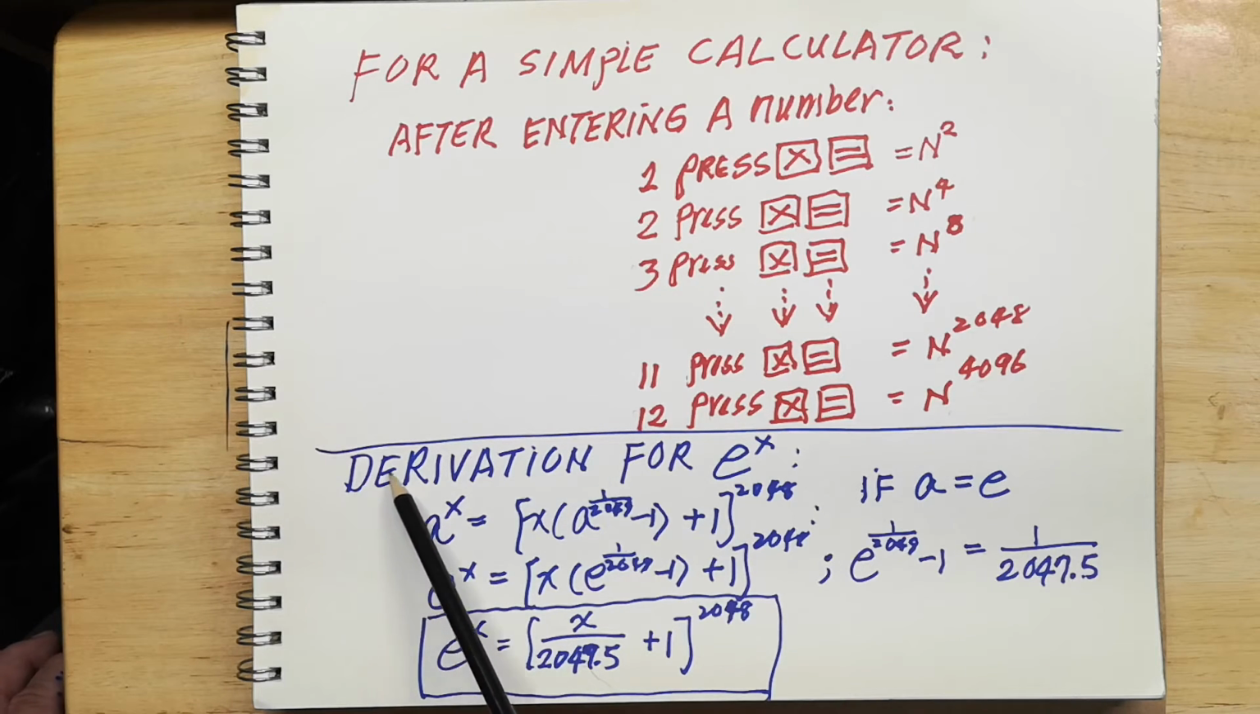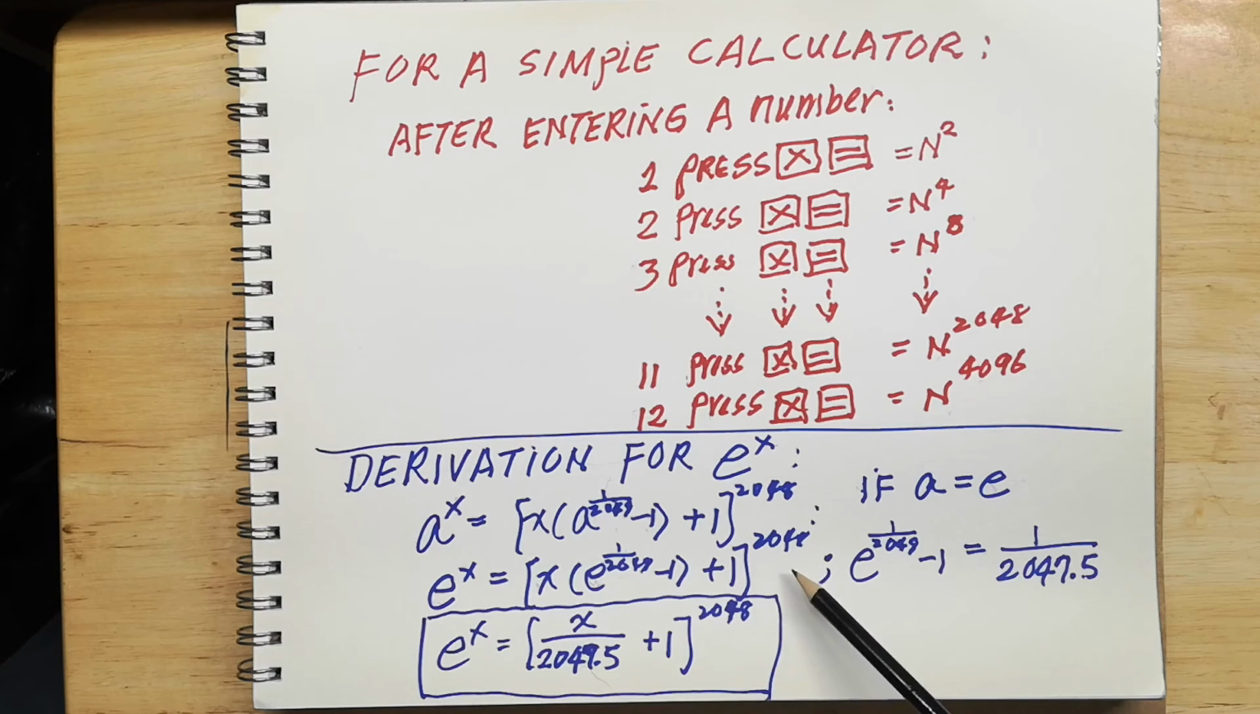So for derivation for the e to the x function, a to the x is equal to x times a raised to the 1 over 2048 minus 1, plus 1, raised to the 2048. But if a is equal to e, which you want to solve for e to the x, then that means e to the x therefore is equal to x multiplied by, replacing a by e, e raised to the 1 over 2048 minus 1, plus 1, raised to the 2048.